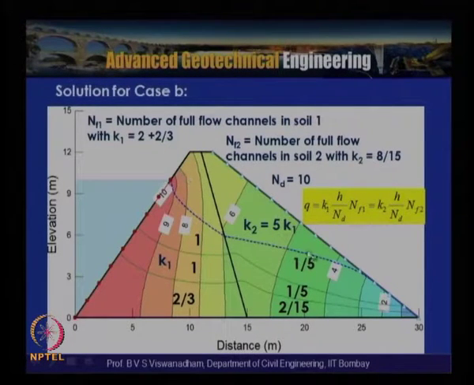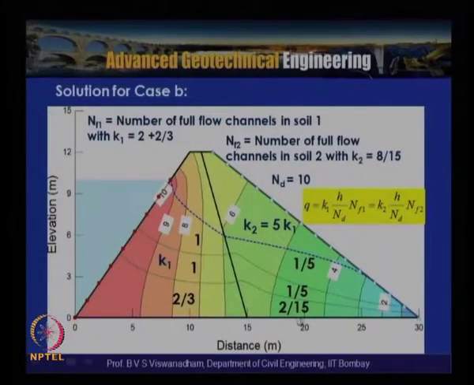So the potential drops will remain the same, and though we are having two soil layers, we can say that Q is equal to K1 into H by Nd into NF1 is equal to K2 into H by Nd into NF2. So by knowing NF1, the number of full flow channels in soil 1 with K1, here 2.67, divided by the number of potential drops, which is like a homogeneous section, here also we have got 10 potential drops.